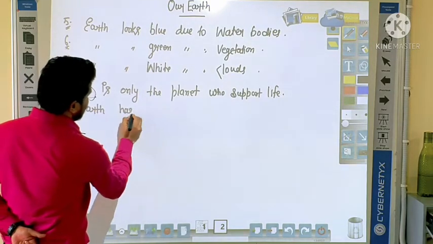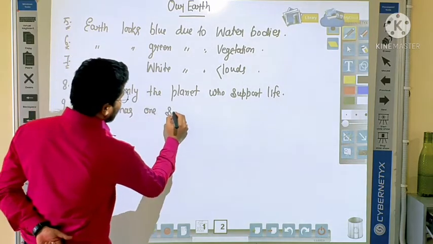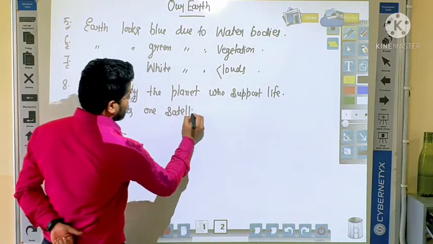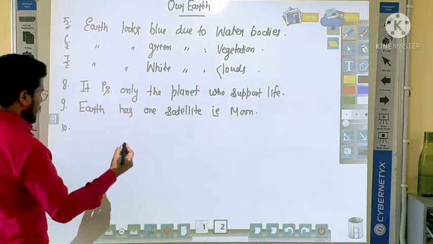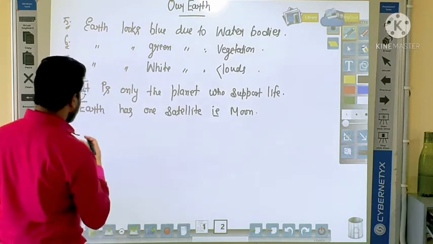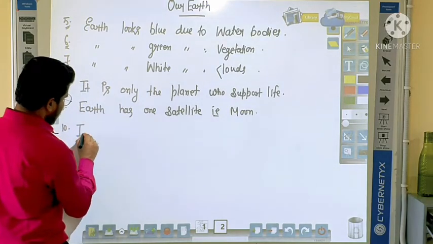Earth has one satellite, that is Moon. Now let's see the 10th fact about the Earth.